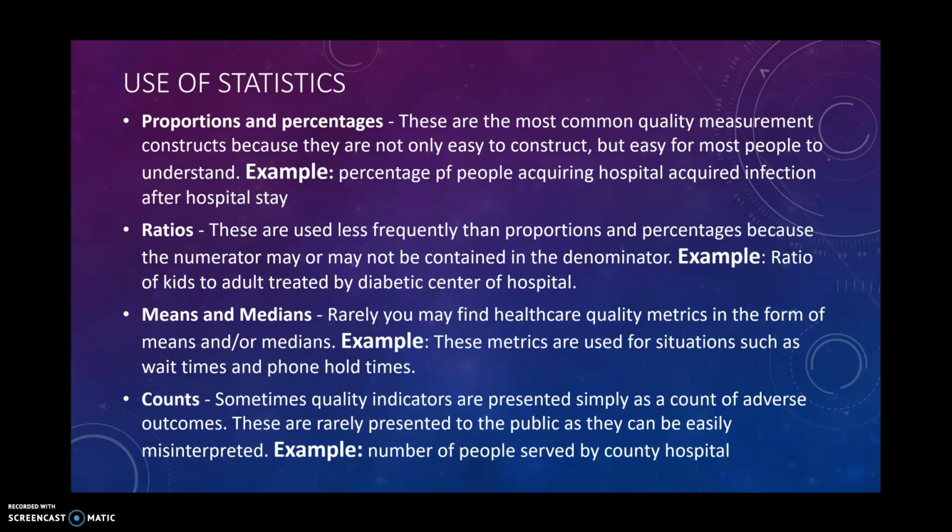Counts. Sometimes quality indicators are presented simply as a count of adverse outcomes. These are rarely presented to the public as they can be easily misinterpreted. For example, the number of people that are served by a county hospital.